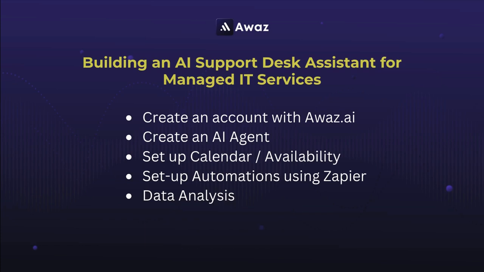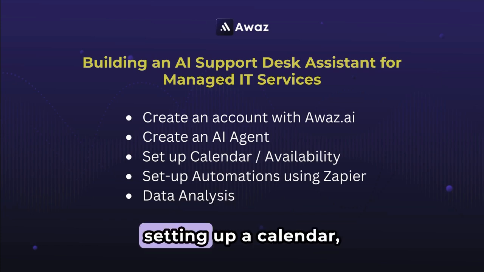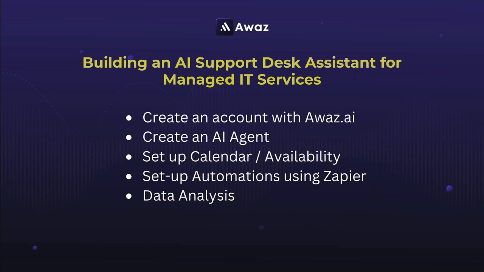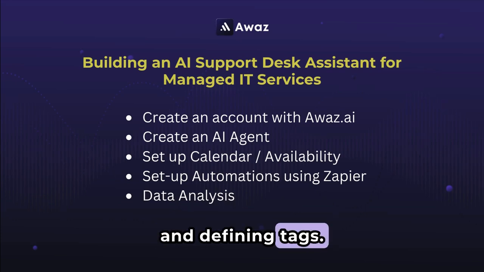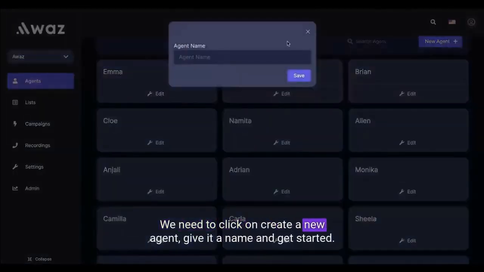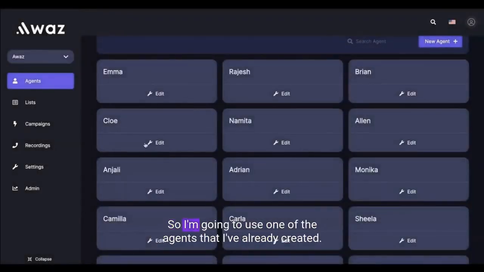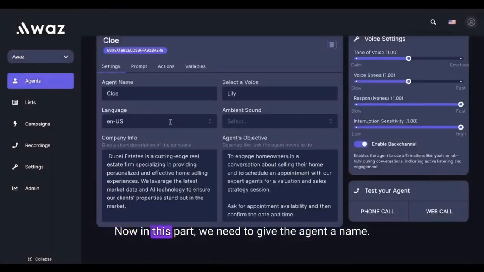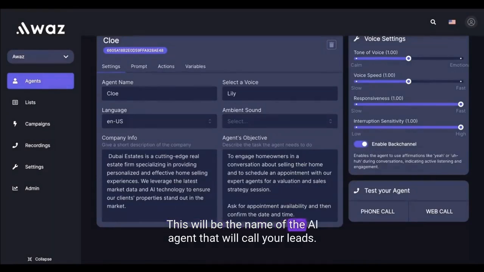The second step involves connecting phone numbers and setting up a calendar, creating the agent, setting up actions, and defining tags. We need to click on Create a New Agent, give it a name, and get started. So, I'm going to use one of the agents that I've already created. Now, in this part, we need to give the agent a name. This will be the name of the AI agent that will call your leads.